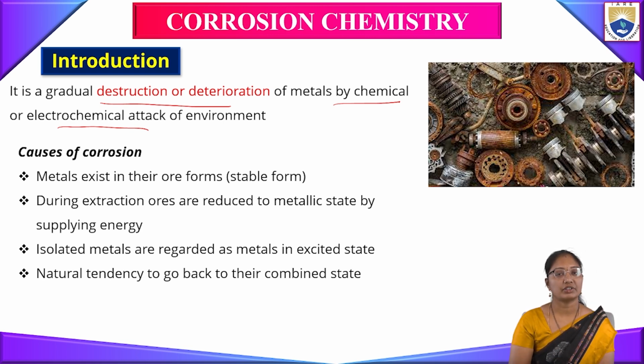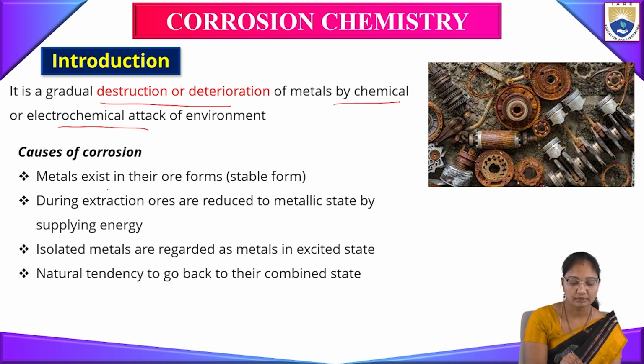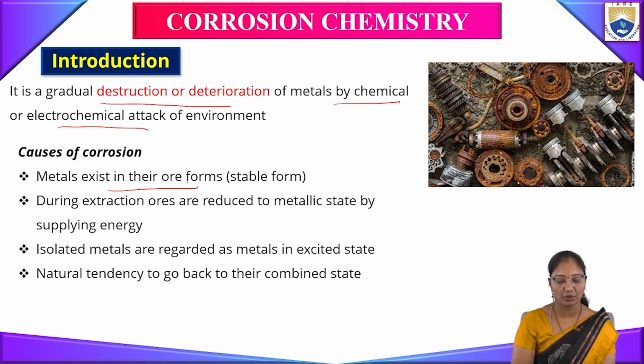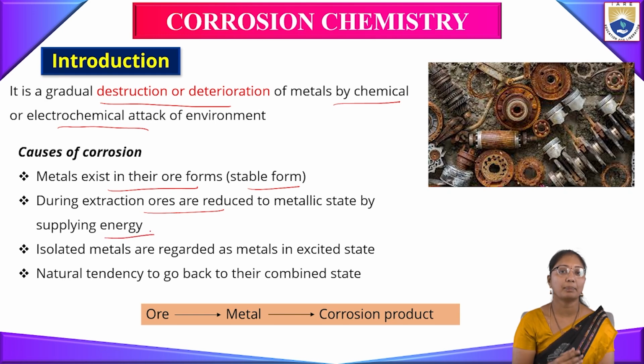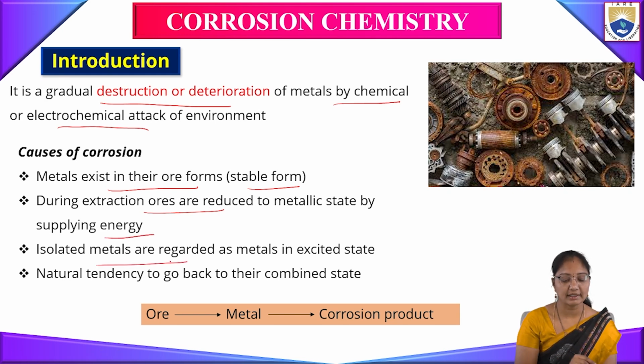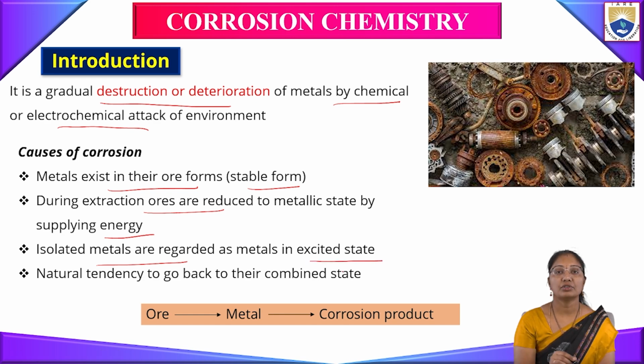So, what are the causes of this corrosion? The metals exist in their ore forms, which is a stable form. During extraction, ores are reduced to the metallic state by the energy supply. Then the isolated metals are regarded as metals in their excited state. So the natural tendency to go back to their combined state causes the corrosion.